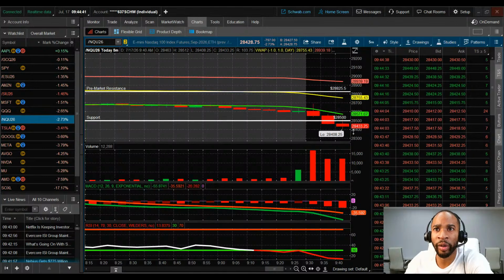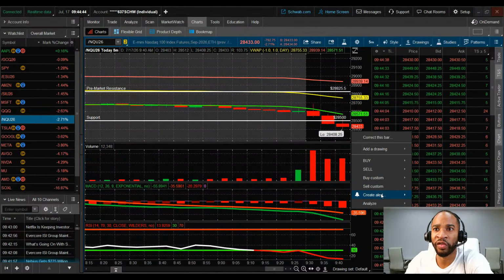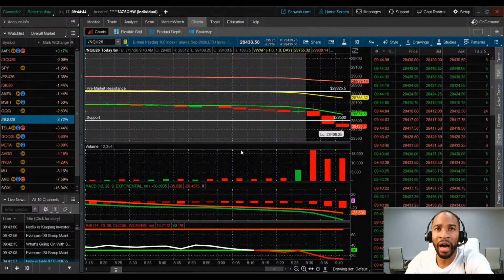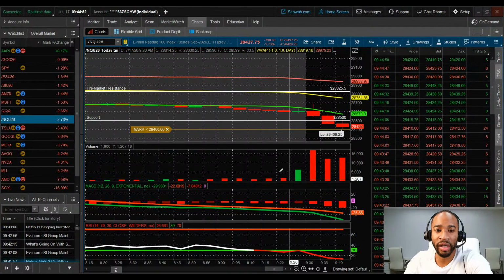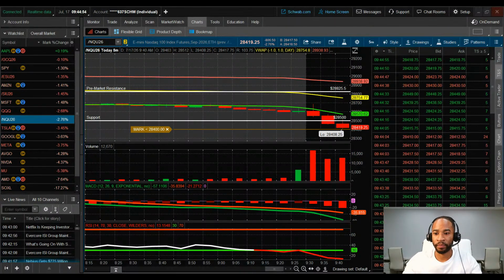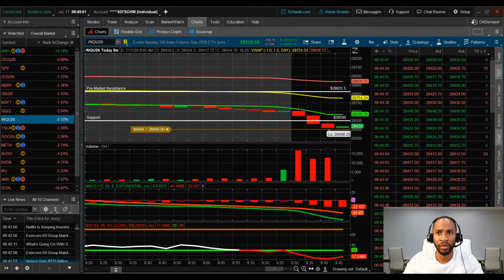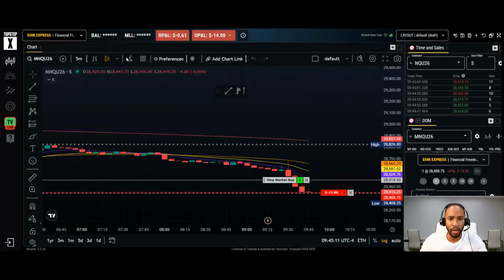So I want to see if we're going to break below $28,400. If we do, I'll add more to my current position. $28,400. Let's set up an alert right below that price zone. That's a key psychological level. And I'll add my stop loss right here. Let's go back to the screen so you can see my trade in real time.